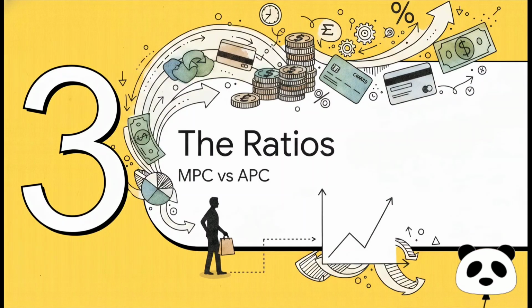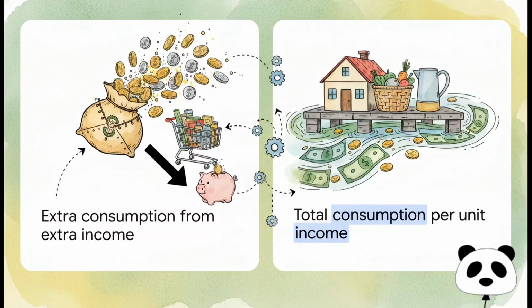Section 3, the ratios, a deep dive into MPC and APC. Let's look at the crucial distinction between these two metrics. First up, we've got the MPC, or marginal propensity to consume. This tracks exactly what you do with your extra income. Like if you get a bonus of $100 and you spend 80 of it, your MPC is 0.8.